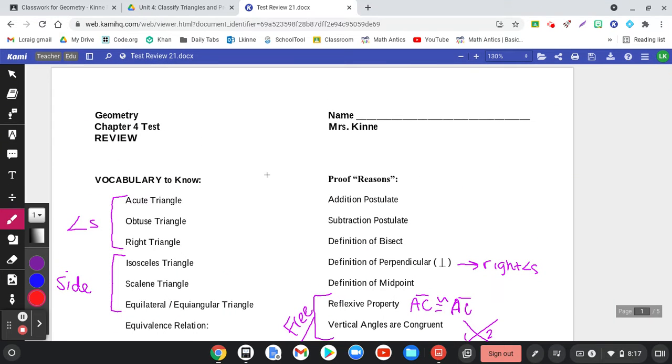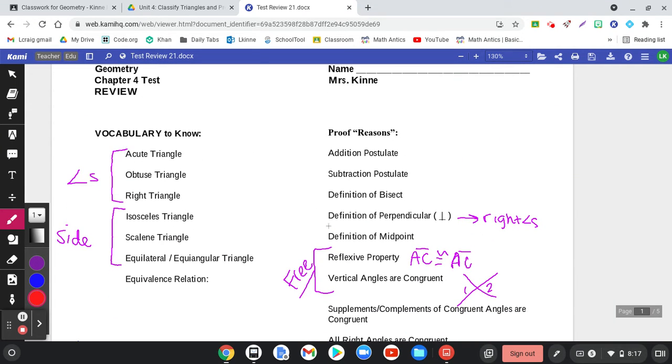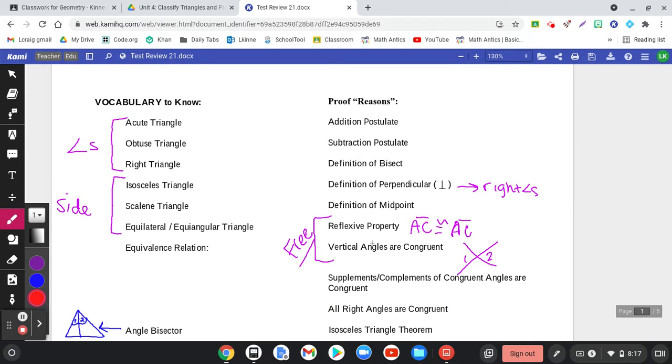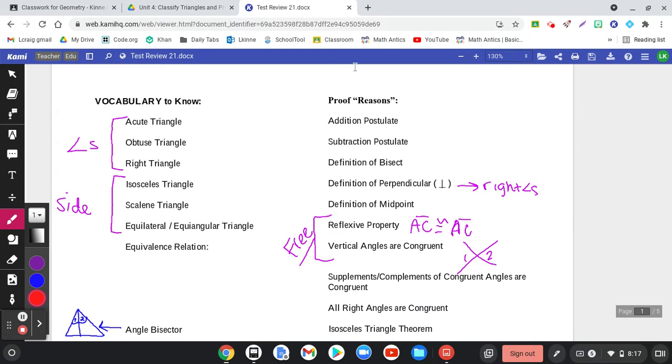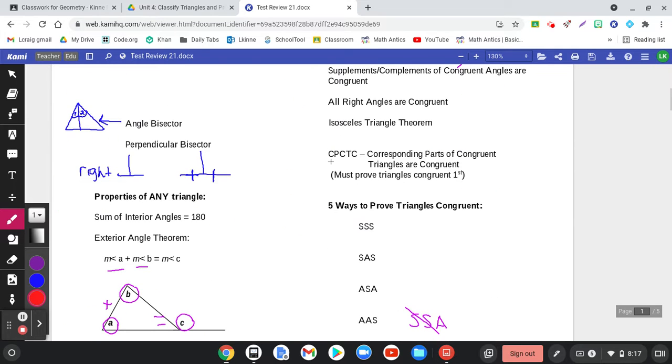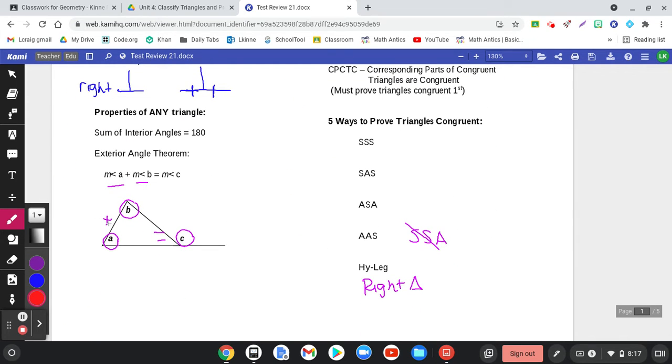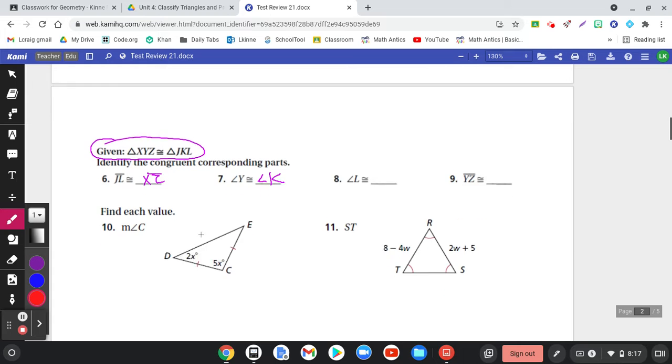Hey guys, so just to talk about what we did in class, the front page of this is just information for you. Everything on the right side are all the different reasons that you could use for your proofs. And then you have your vocabulary. Don't forget about your exterior angle theorem. The two inside or interior angles add up to equal the exterior.